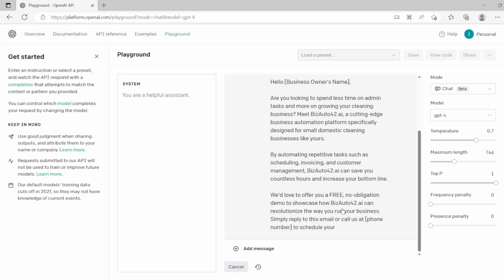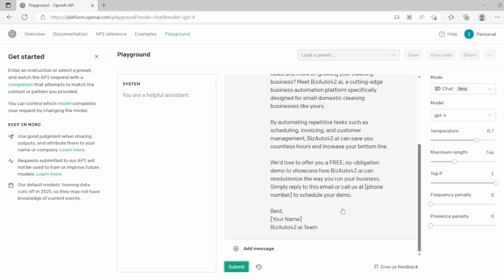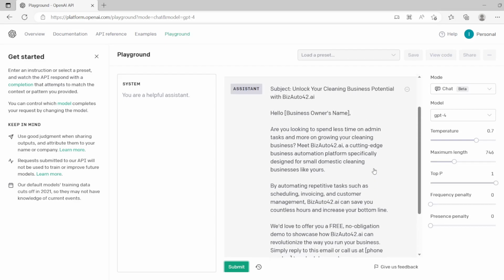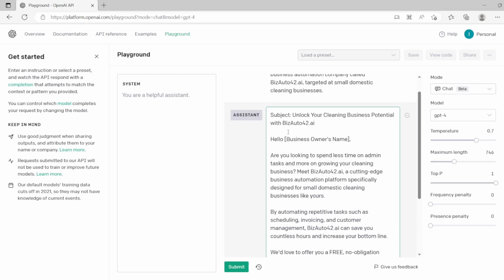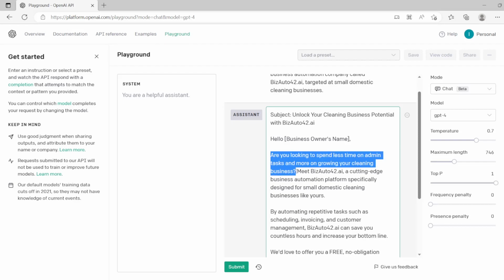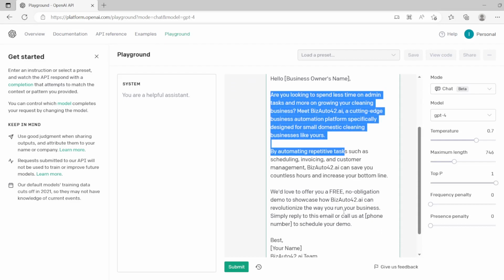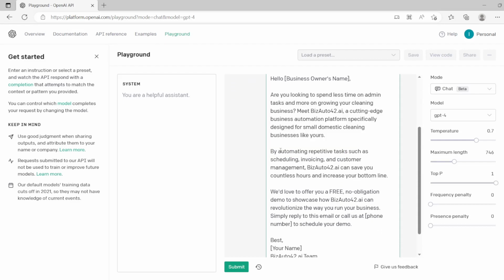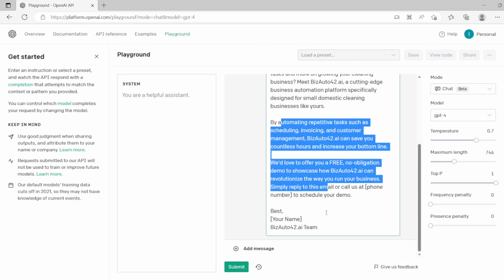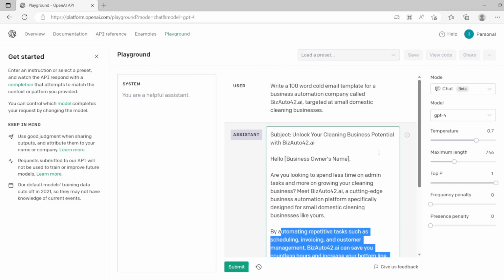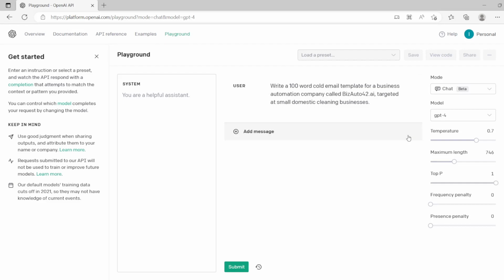A cutting-edge business automation platform specifically designed for small domestic cleaning companies like yours. I do like the order that it's chosen, because a lot of the time it doesn't speak about the prospect first, it speaks about the company first. So at least in this version it's attempting to speak about the prospect first. But then it just gets kind of cheesy. To be fair, this isn't horrible by itself. But by giving it some background, we can help it to write a better message. So we'll keep that as the first prompt.